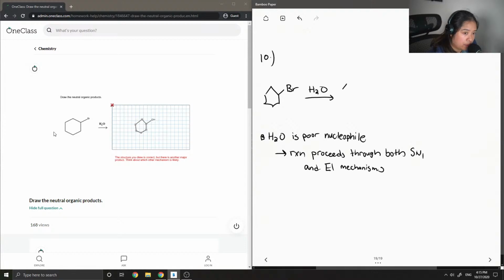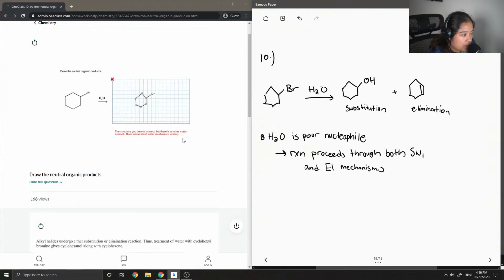So for our two products, we're going to get a substitution reaction where the bromine is substituted with an OH. And we're also going to get an elimination product where it forms this double bond instead of the bromine. Elimination. Okay, so that's our answer for that question.